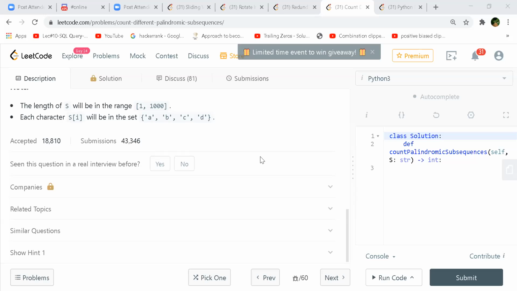Yeah, that is true. Okay, so then what will be a better way of doing this?